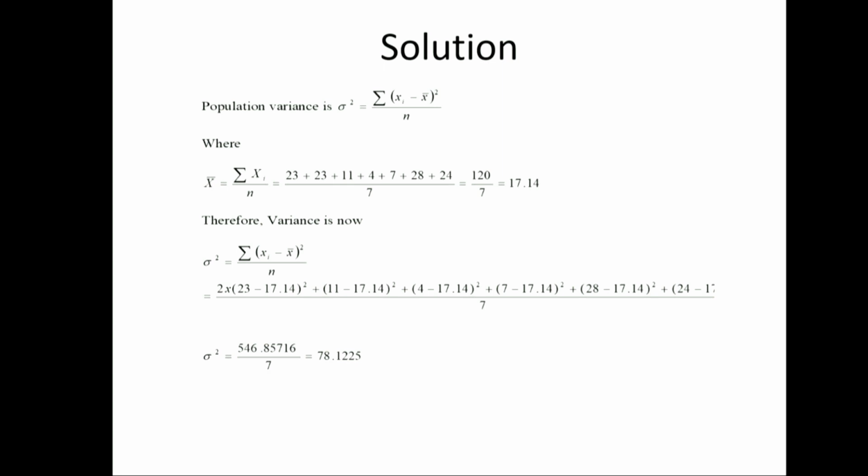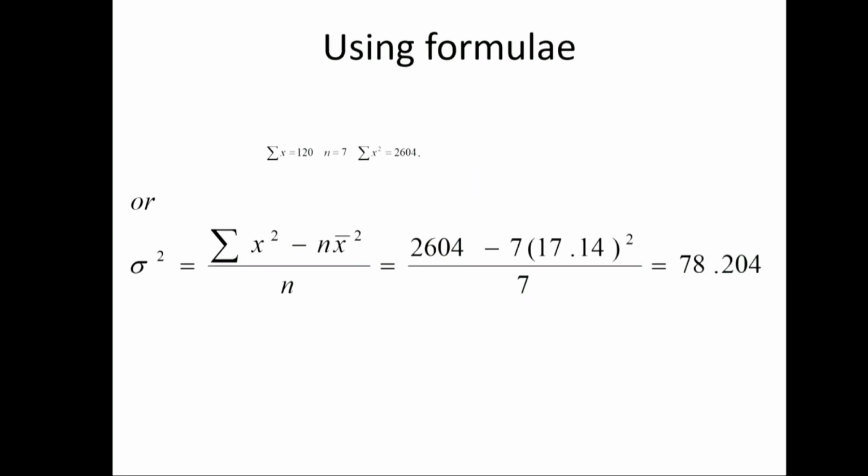78.125. Now, using the other formula, the summary formula, we have already obtained the sum of x and the sum of x squared. By the time you slot it in, that will be the sum of x squared minus N x bar squared, everything divided by N. That will be 2604 minus 7 into 17.14 squared, divided by 7. By the time you simplify that further, you are still going to obtain the same thing, 78.204, which is the same thing we obtained when we used the deviation method.